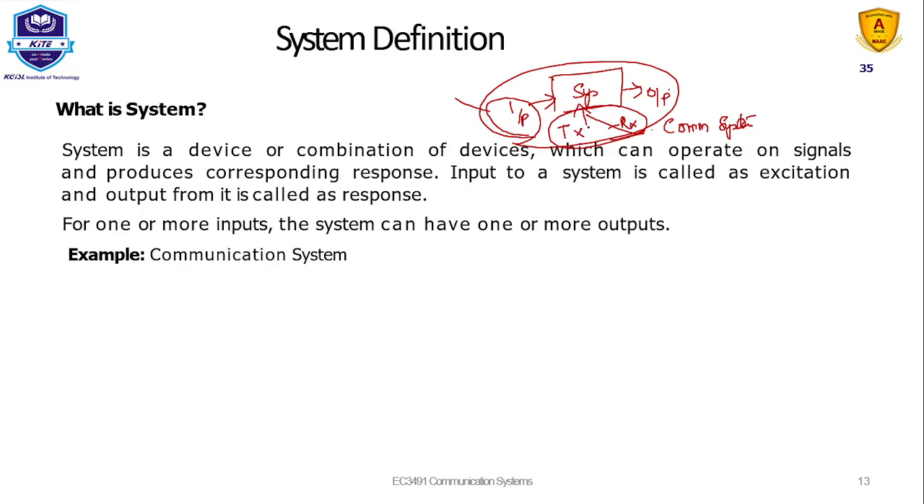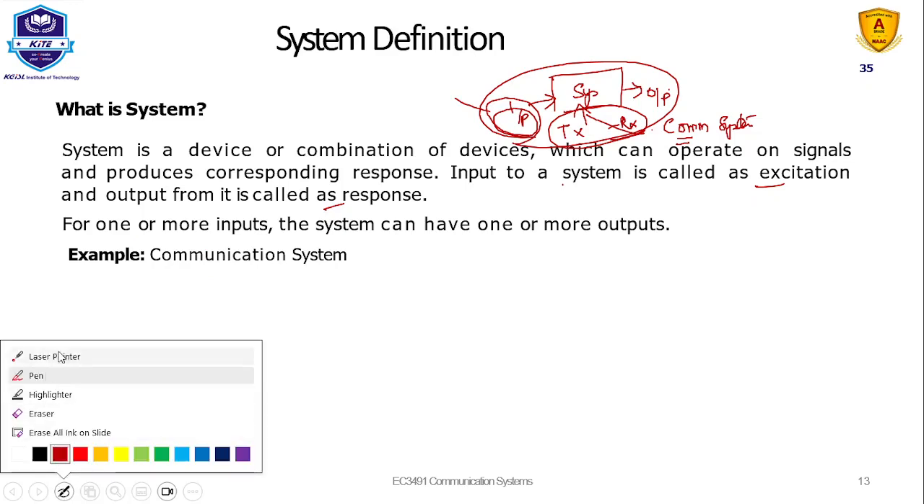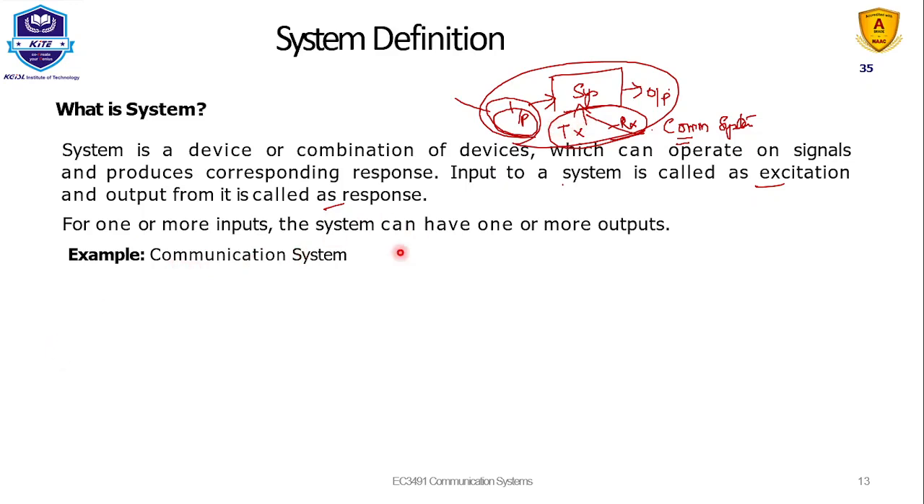So this is the relation I can give between signals and systems, and why we are going for communication systems. In signals and systems you studied about the system, where input is referred to as excitation and output is referred to as response in discrete setups. For one or more inputs, the system can have one or more outputs. As I said, the example can be a communication system itself, and this is the best example I can give you now.